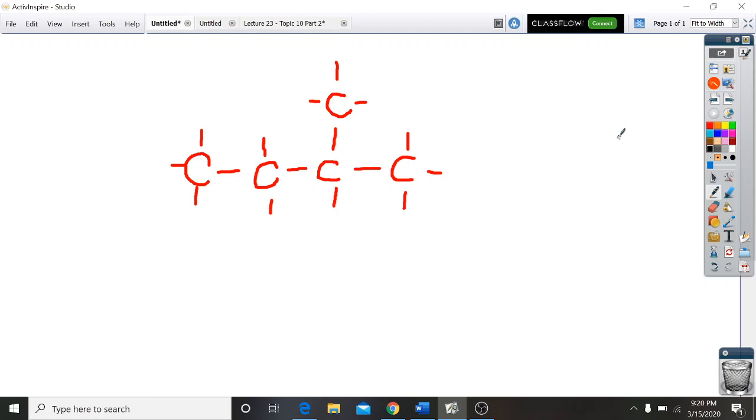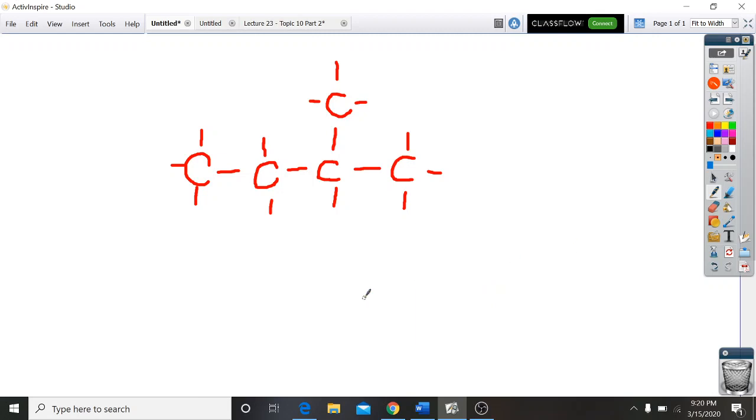And our first job is to count which is our longest chain of carbons. So I'm going to go, okay, 1, 2, 3, 4. 1, 2, 3, 4. Awesome. 1, 2, 3. That's not the longest chain. 1, 2, 3, 4. Okay, it seems that 4 is the longest chain of carbons.